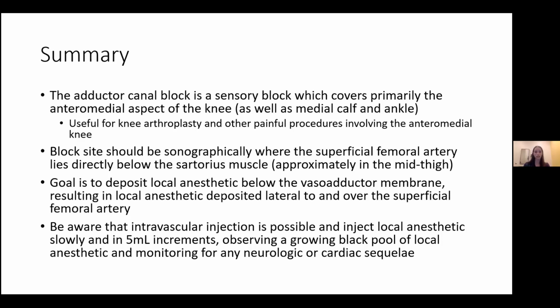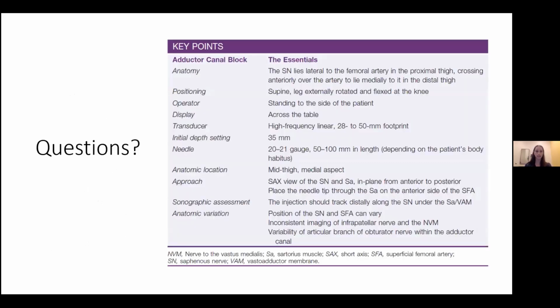The goal is to deposit local anesthetic lateral to the artery below the vasoadductor membrane, resulting in local anesthetic spread lateral to and over the artery. And then just be aware that intravascular injection is possible, and inject your local anesthetic after aspiration slowly and in 5 milliliter increments. You want to see a nice black pool of local anesthetic, and you want to be monitoring for any potential local anesthetic systemic toxicity.